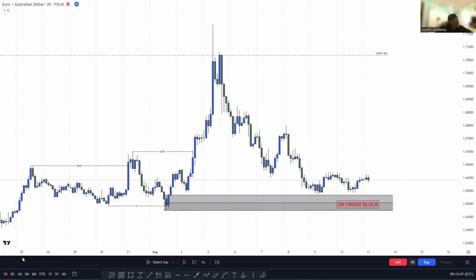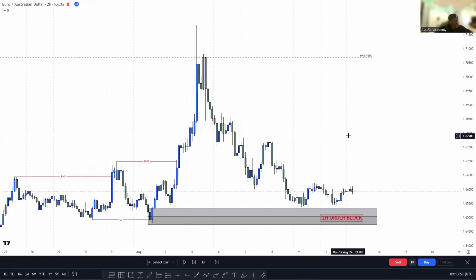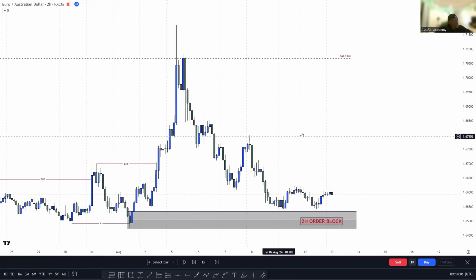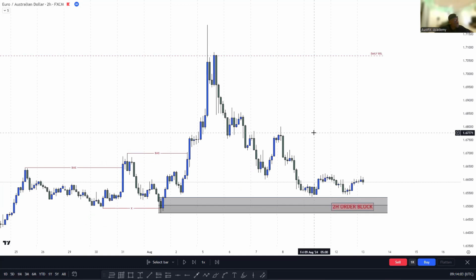So as you can see, Euro AUD has been one of my favorite pairs that I trade every single week if there is any trade entry for me. So let me walk you through how I was able to take this trade and catch up to 1:4 risk reward on this particular trade.